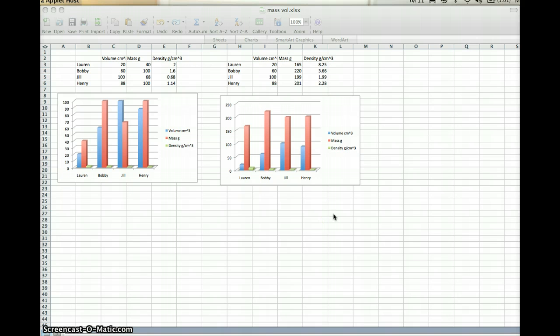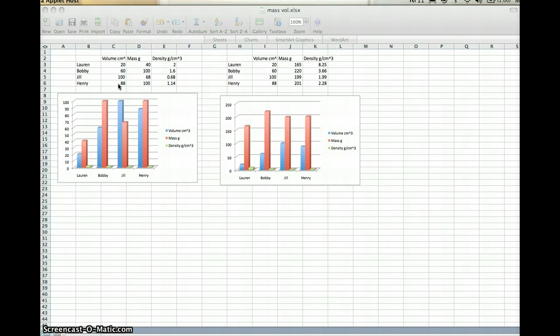Now, before you guys split off into your own groups, I will show you an example of what you guys will be doing in class. Lauren, Bob, Jill, and Henry are the 4 participants, and they each have their own suitcase. As you see by what I've already created in the Excel, we have Lauren right here who has a suitcase with a volume of 20 centimeters cubed. Bobby has a suitcase of 60 centimeters cubed, Jill 100 centimeters cubed, and Henry 88 centimeters cubed.